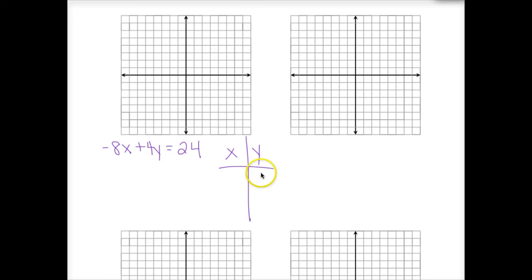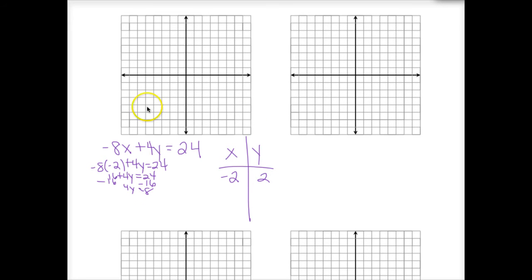Let's just say that for negative, I'm going to pick x is negative 2. So I can plug in negative 2 for x. Negative 8 times negative 2 plus 4y equals 24. Negative 8 times negative 2 is 16. So 16 plus 4y equals 24. I can subtract the 16 here. Gives me 4y equals 8, which means y is 2.